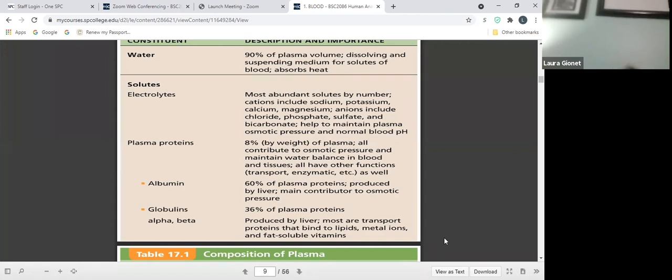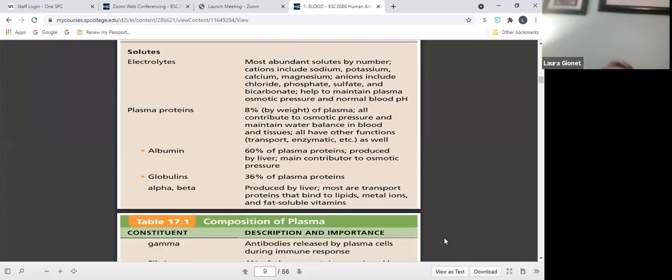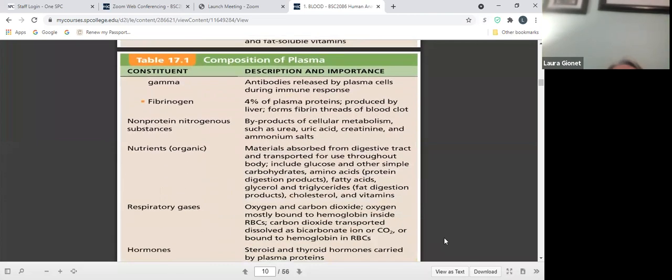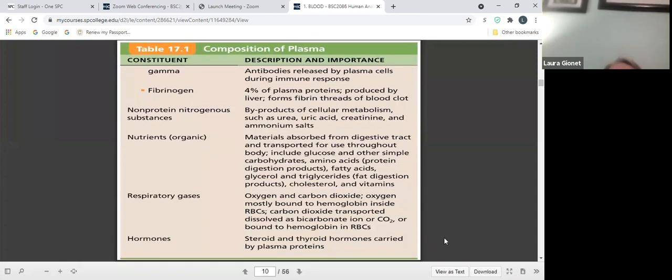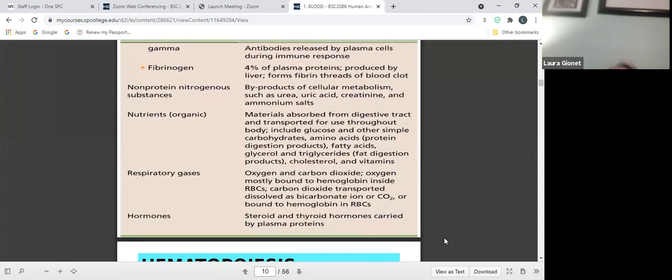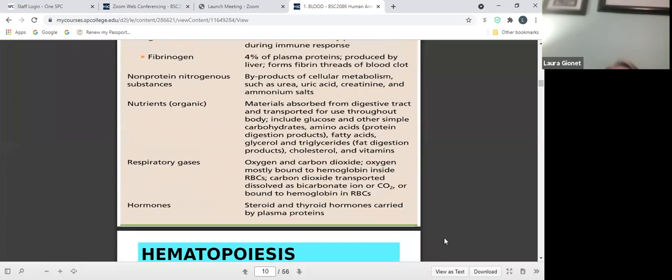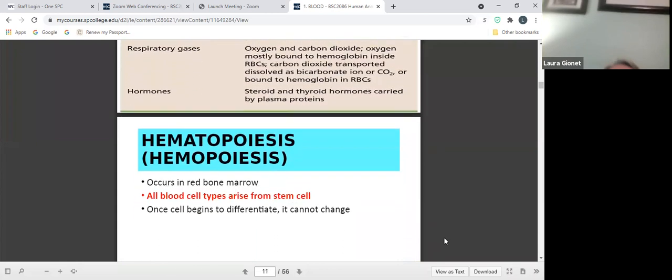And if the liver isn't working well and forming these proteins, or maybe you have kidney disease and you're losing some of these proteins in urine, then you're going to have problems with maintaining the appropriate blood volume and blood pressure. All right, so this just talks about gamma globulins, fibrinogen, and some of those other substances that are transported in plasma.